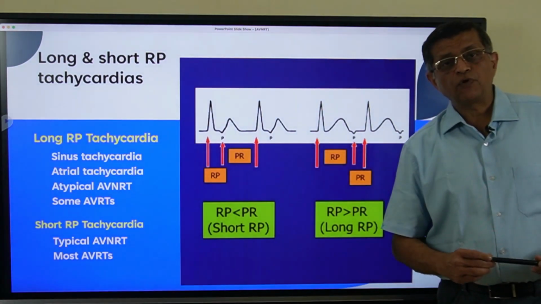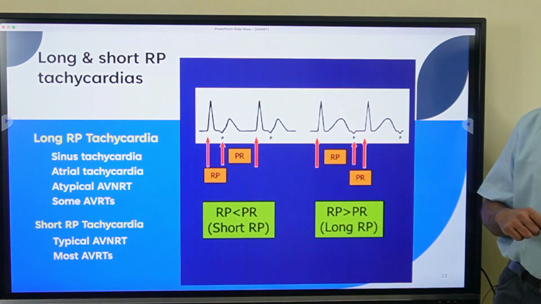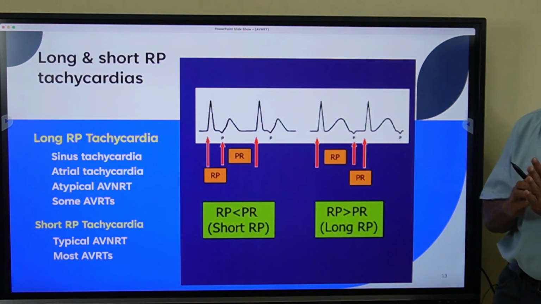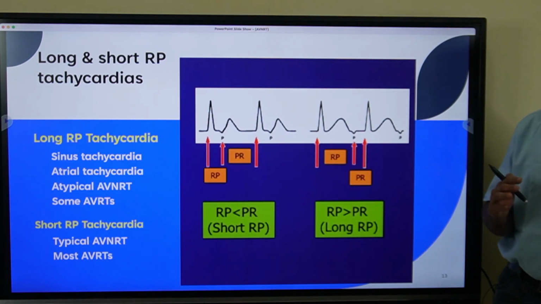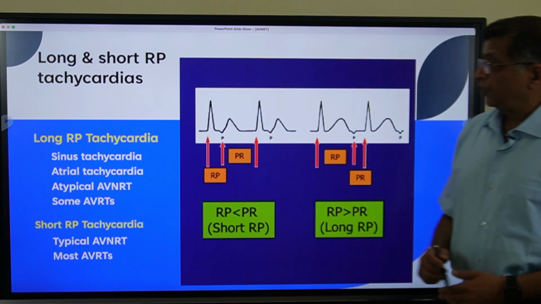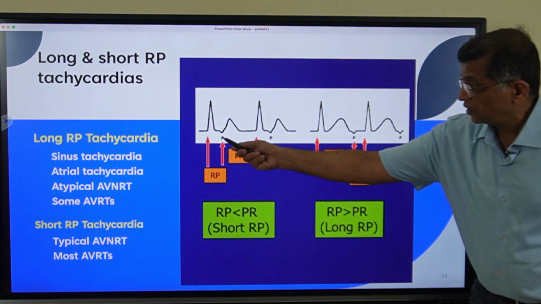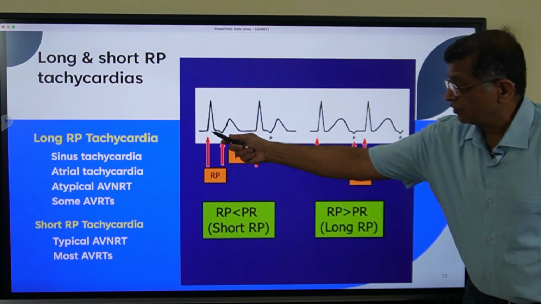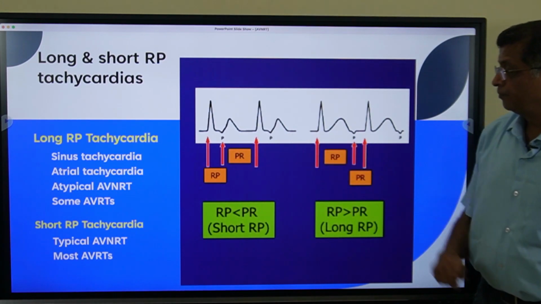Now this slide I have already discussed in my earlier lectures, but it would be prudent to discuss it here because we have to diagnose which type of SVT it is, whether it is AVRT or AVNRT or focal atrial tachycardia. Now what we have to see in any supraventricular tachycardia is whether this RP interval, the P coming after R, is shorter or longer than the PR interval, right?